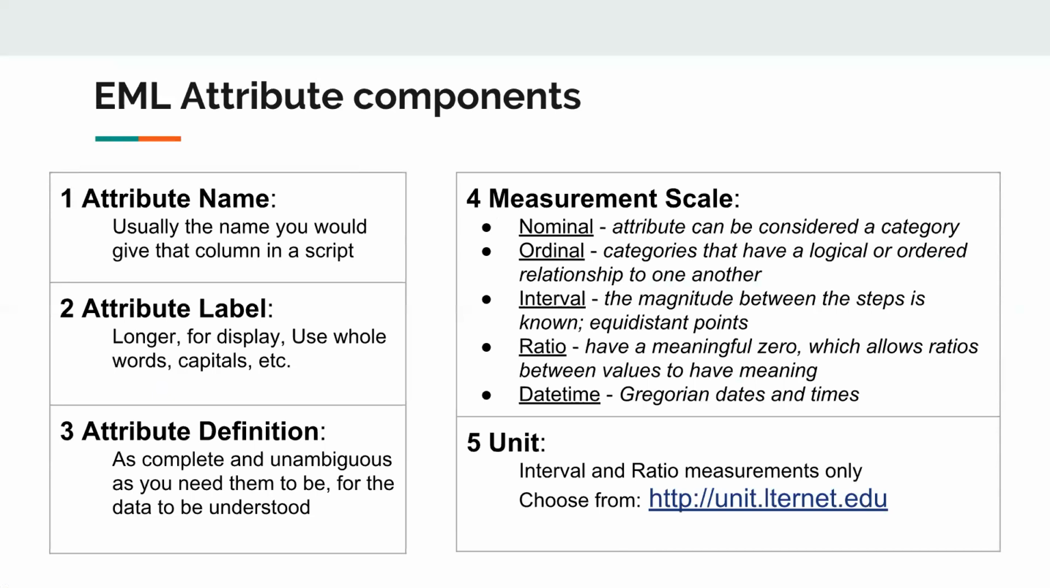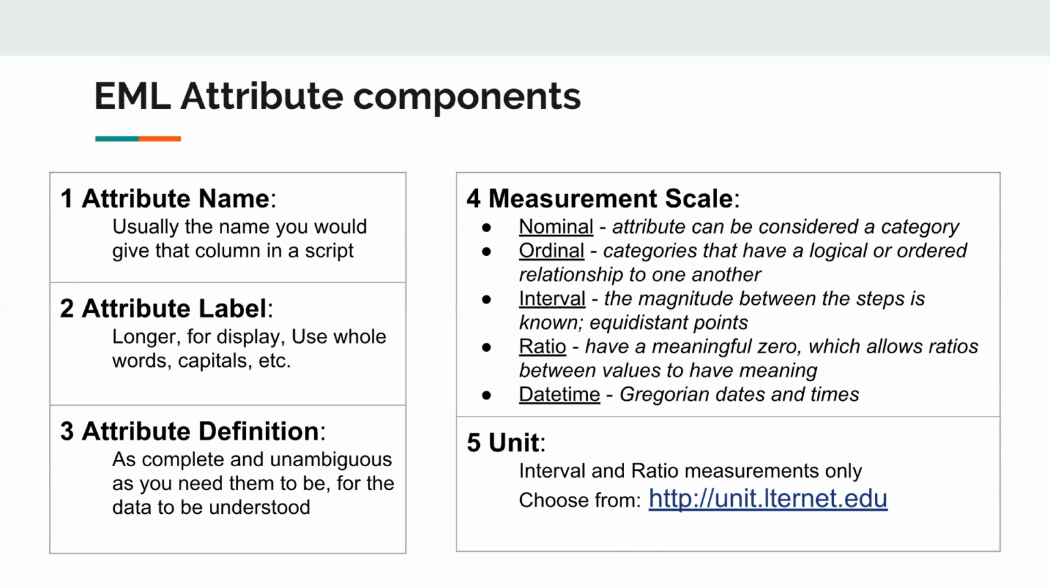The attribute label and a description, I'm not going to spend a lot of time talking about. Those are longer and they're for display. So you can use whole words, capitals, character sets, basically whatever you need in order for a complete and unambiguous description for the data to be understood.